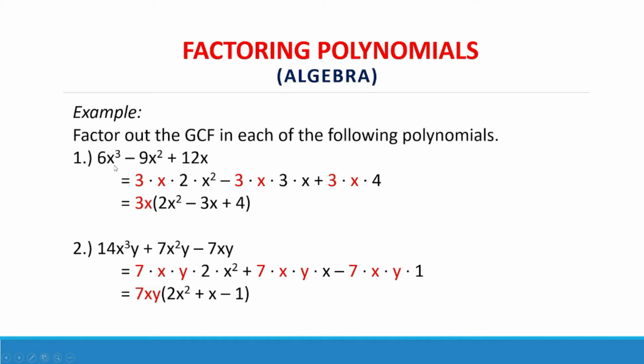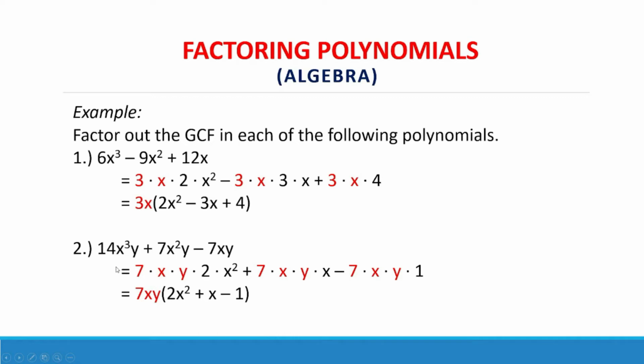The factor of 6x cubed is 3 times 2x times x squared, and the factor of 9x squared is 3 times 3 and x times x. The factor of 12x is 3 times 4 and x. Factor out 3 and x, so that's 3x, and the remaining value for the first term is 2x squared, the second term is negative 3x, and the third term is plus 4. So the factor based on GCF is 3x times 2x squared minus 3x plus 4, and that's number 1.